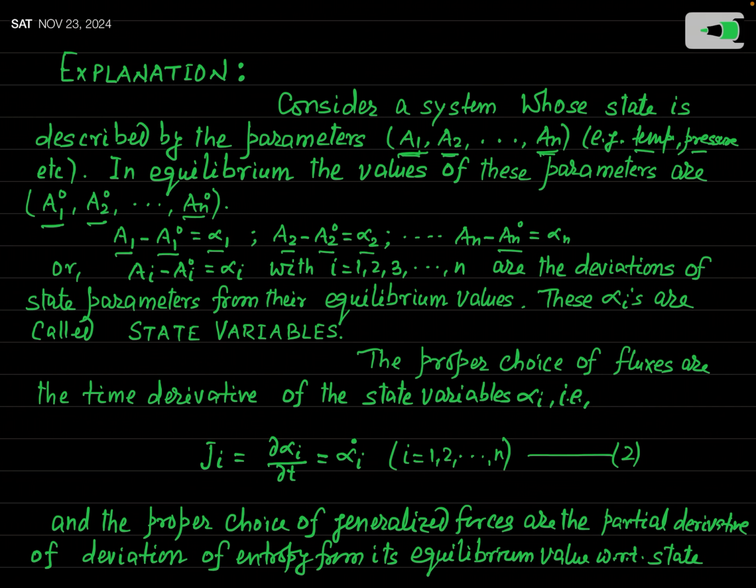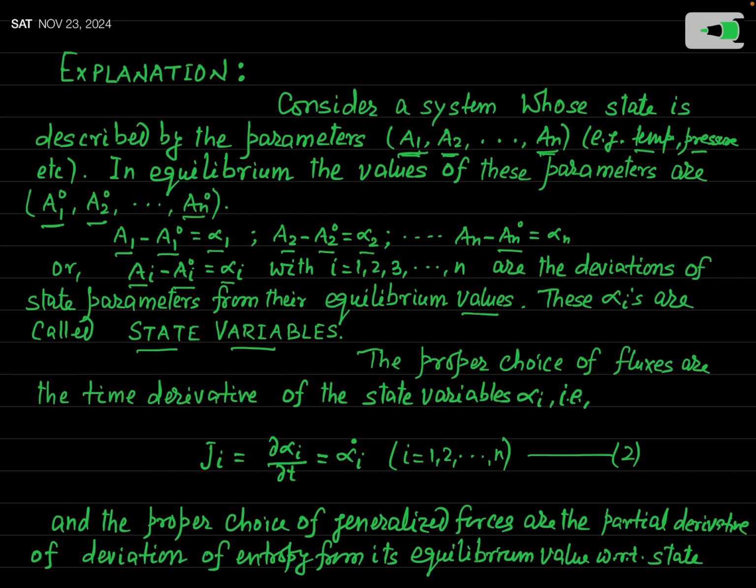Or in general, in a nutshell, you can say that Ai minus Ai naught is equal to alpha i, where i stands for 1, 2, 3, and so on up to n. Actually, these are the measure of deviations of the state parameters from their equilibrium values. And these deviations of the state parameters from their equilibrium values are known as state variables. So these parameters alpha 1, alpha 2, and so on up to alpha n, or in general alpha i, are the state variables.